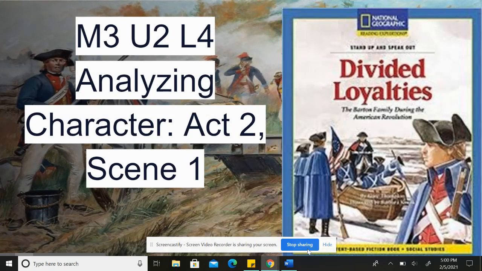Hello, ladies and gentlemen. Today we are going to be completing Module 3, Unit 2, Lesson 4, which is continuing analyzing characters. Today we're going to be using Act 2, Scene 1 of Divided Loyalties.